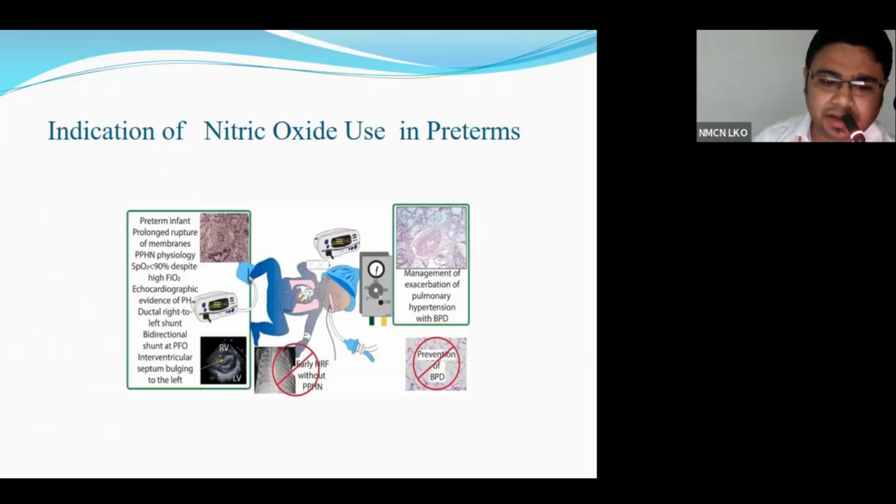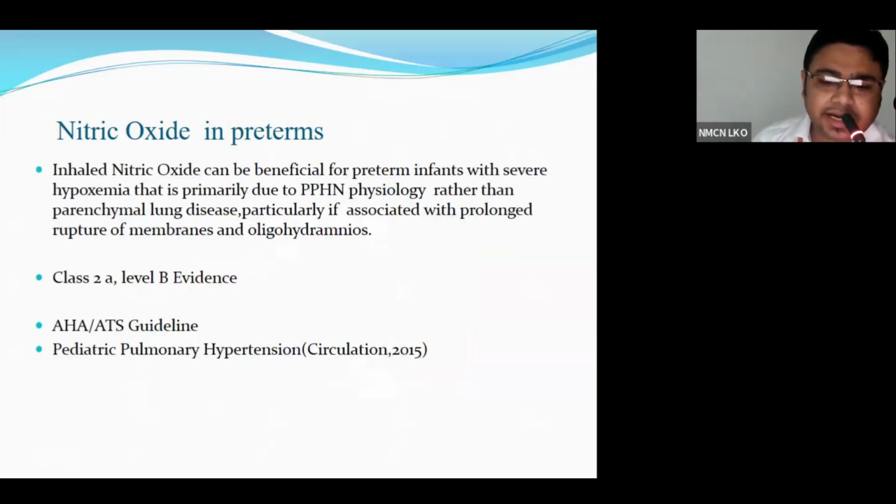These are the indications of using iNO in preterms. Not much evidence is there, but you will consider it in those preterm infants in which there is a history of prolonged rupture of membranes and there is PPHN physiology. These two I have crossed because early hypoxic respiratory failure without PPHN is not an indication to use NO, and it has no role in prevention of BPD. This guideline came from the American Heart Association and the American Thoracic Society that it can be beneficial for preterm infants with severe hypoxemia that is usually due to PPHN physiology rather than parenchymal lung disease.